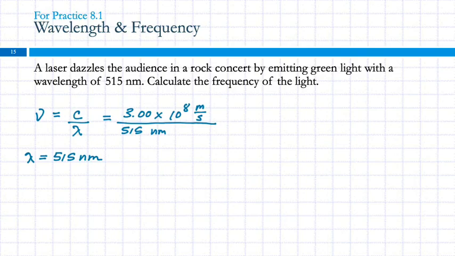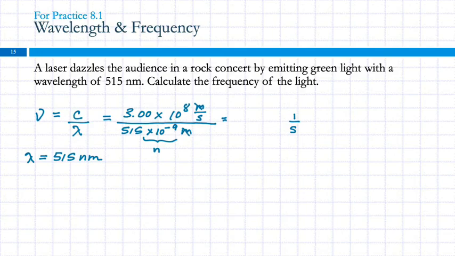No. So I need to convert that, and the easiest way to do that for this problem is to say, well, what does nano mean? It means times 10 to the minus 9. So that's 515 times 10 to the minus 9 meters. This is what nano means. So then the meters cancel out, and I'm going to end up with a unit of 1 over a second, which is the unit of frequency.